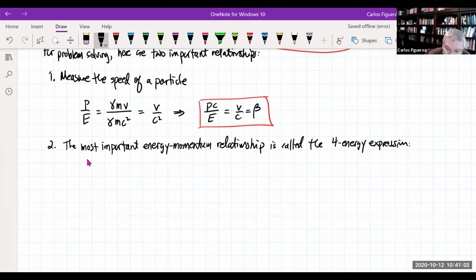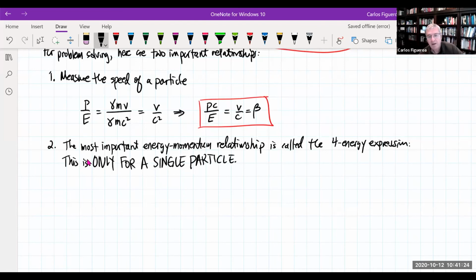Okay, wait, let me make sure I say this loud and clear. This is only for a single particle. Do not apply that to the whole system yet. I'll show you how to do it for a whole system later, but for right now, you treat it for a single particle. And you start off like this here.